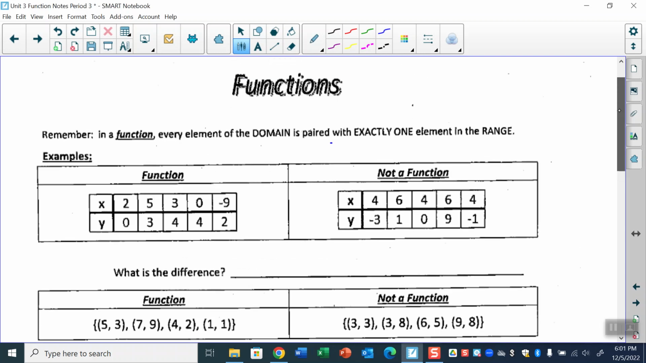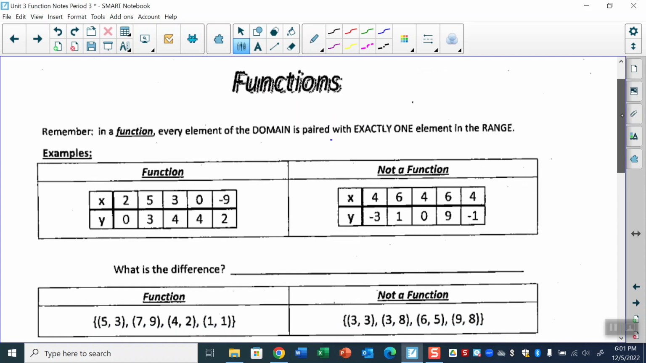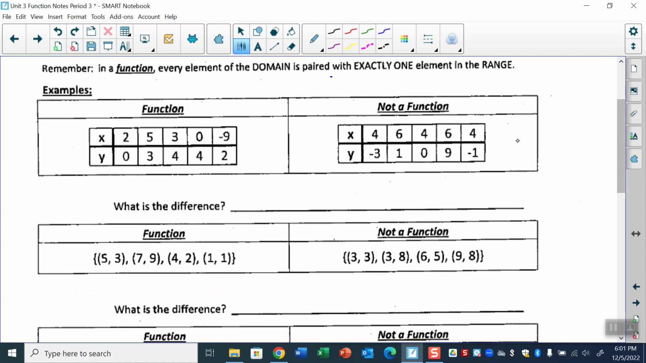Hello. Okay, so now we're talking about functions and what is a function, what isn't a function. So you look at this table here and this table here on the right. The left is a function, the right is not a function. So what is the difference?